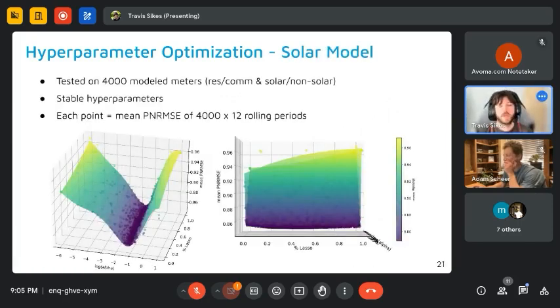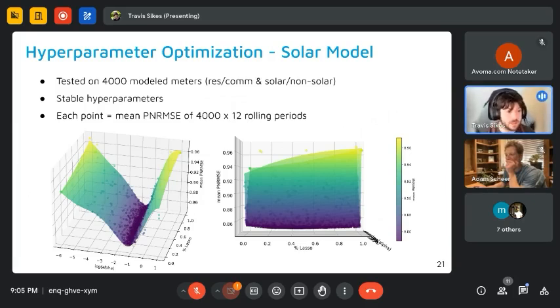So here's what we've got. This is tested on 4,000 modeled meters. This is the solar model. And we found that we have pretty stable hyperparameters. And remember that each one of these little points that I'm showing you is the average PNRMSE with outlier rejection on the 4,000 modeled meters times the 12 rolling periods. So this is a lot of data inside of each one of these little data points.